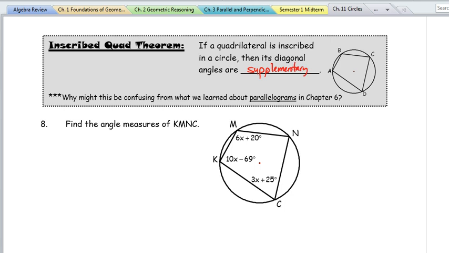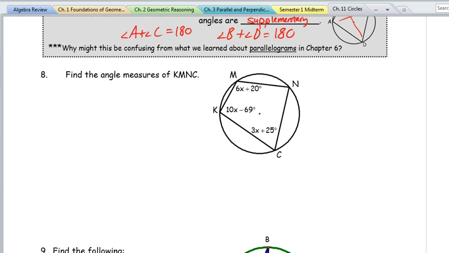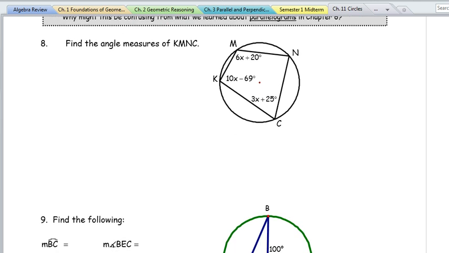In other words, angles B and D are supplementary, A and C are supplementary. So we would say that angle A plus angle C equals 180. Angle B plus angle D equals 180. So, if we look at this first one, find the measures of K, M, N, and C. So we've got to find all of them. All we have right now is M and C. Well, we have K, but we have no N.